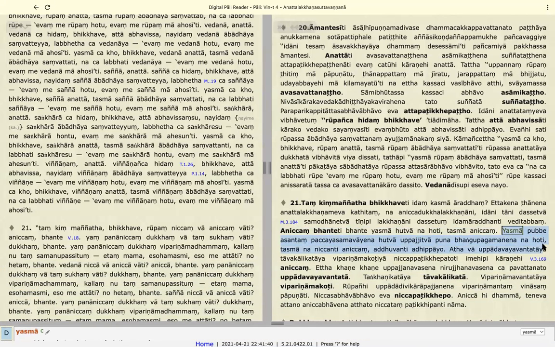Bodhi asantaṃ paccaya samavāyena hotvā, uppajjitvā, punā bhaṅgupagamanena na hoti. This is the detailed explanation of the previous yasma hotvā na hoti tasma anicca. This is the detailed explanation of this sentence. After reading this sentence, we can understand the yasma.